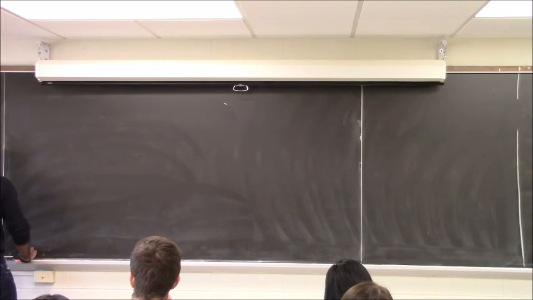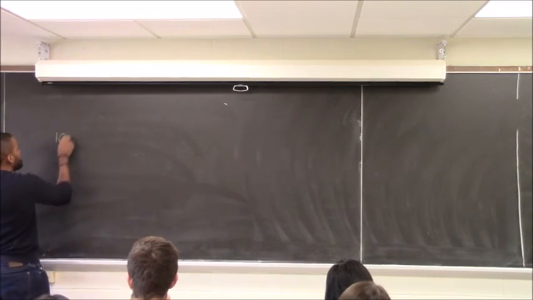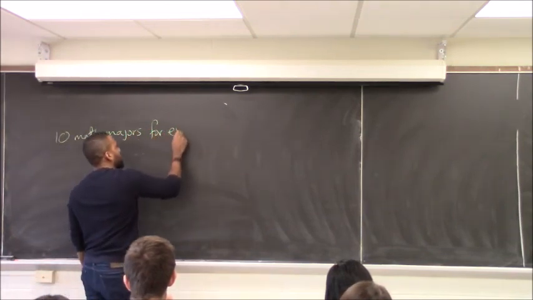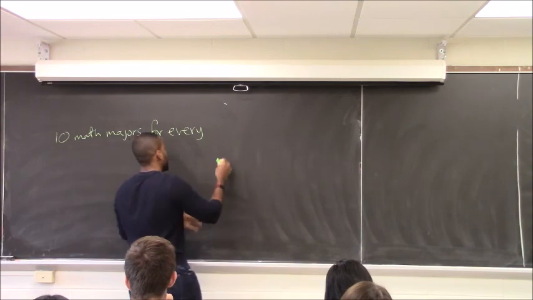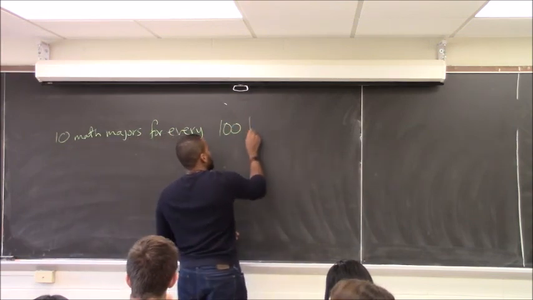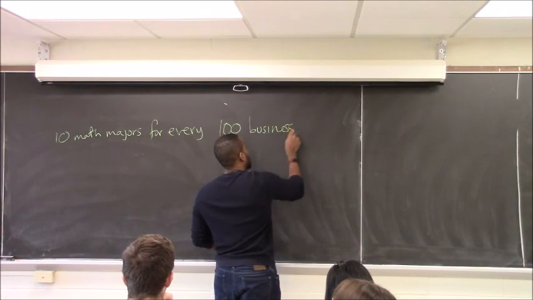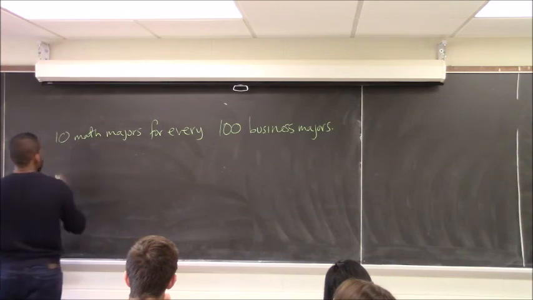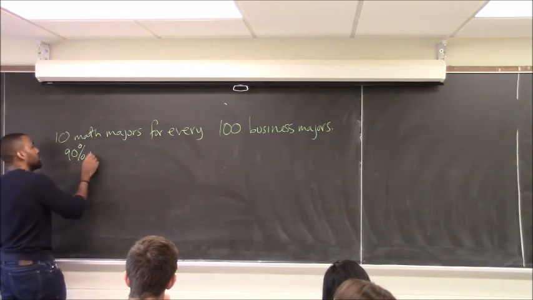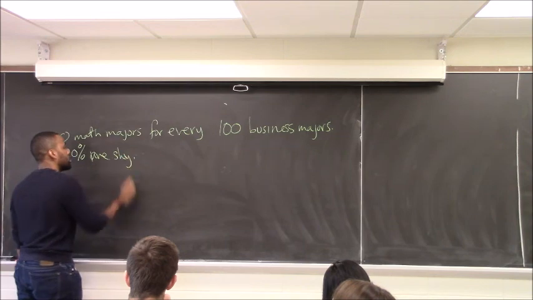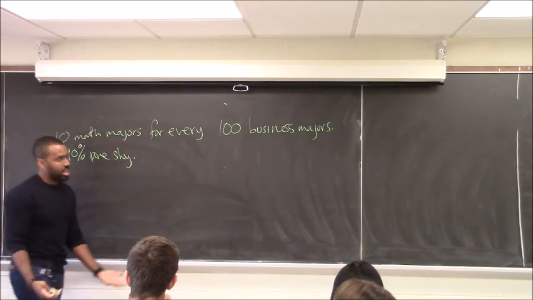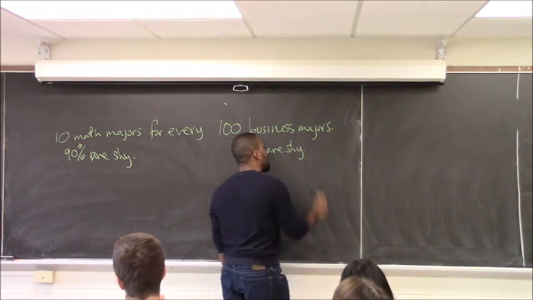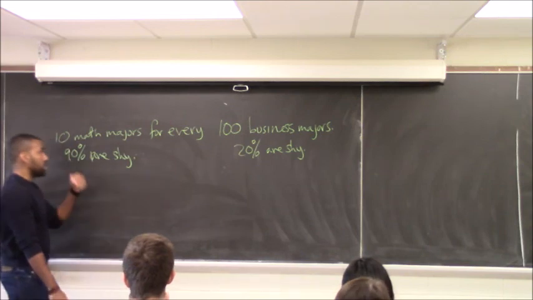So let's say you have 10 math majors for every 100 business majors. I'm just making up numbers here to illustrate the point. And let's say shyness is really common among math people. Let's say 90% of math people are shy. But only a few business majors are shy. Let's say 20, 25%. So shyness is not something commonly associated with these guys, but it is commonly associated with these guys.